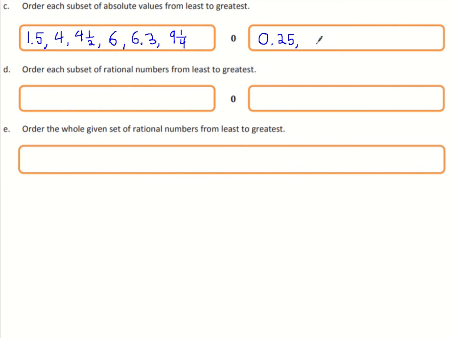Now, the best way to do that is to convert them both into decimals or convert them both into fractions. Personally, I would convert them both into decimals because 2 and 3/4 can really easily change to 2.75. And it's pretty easy to see that 2.75 is larger than 2.1, so 2.1 comes first, then 2 and 3/4.